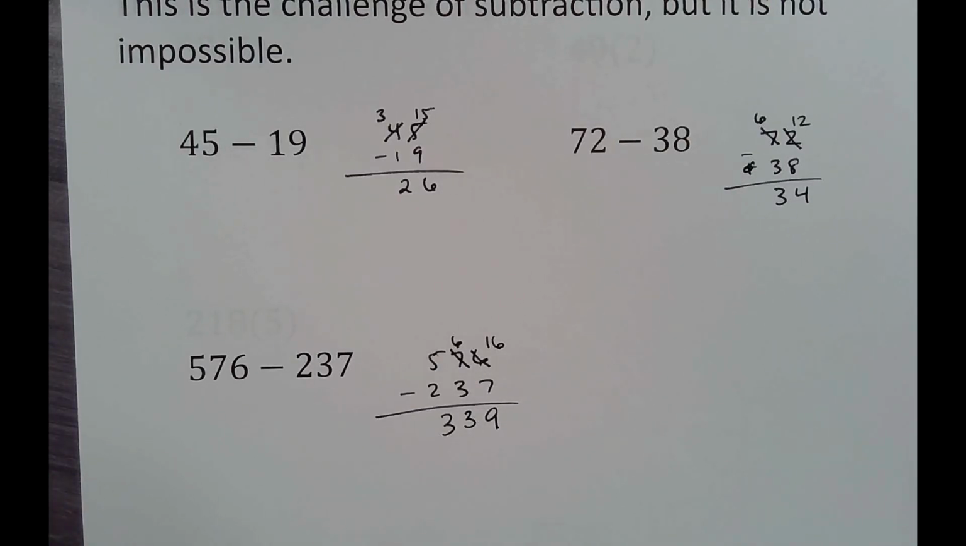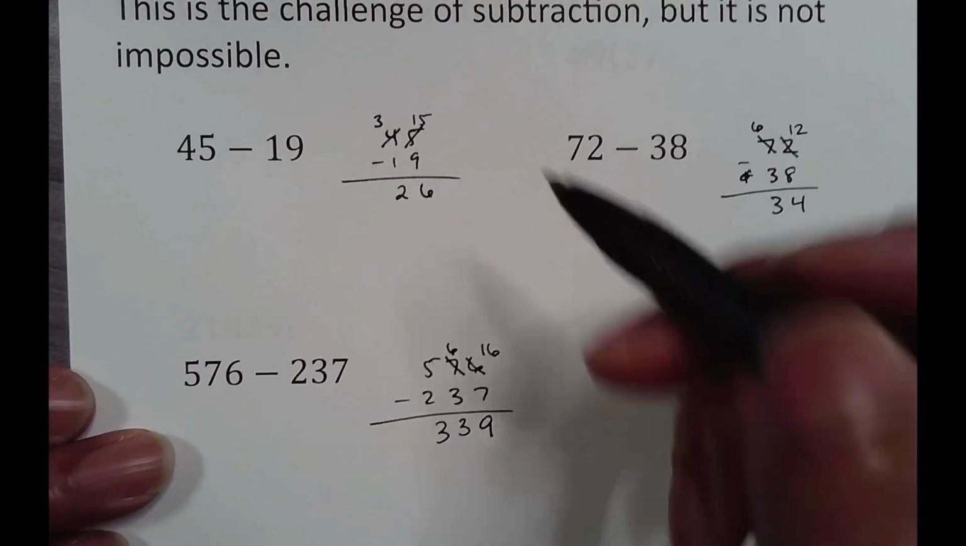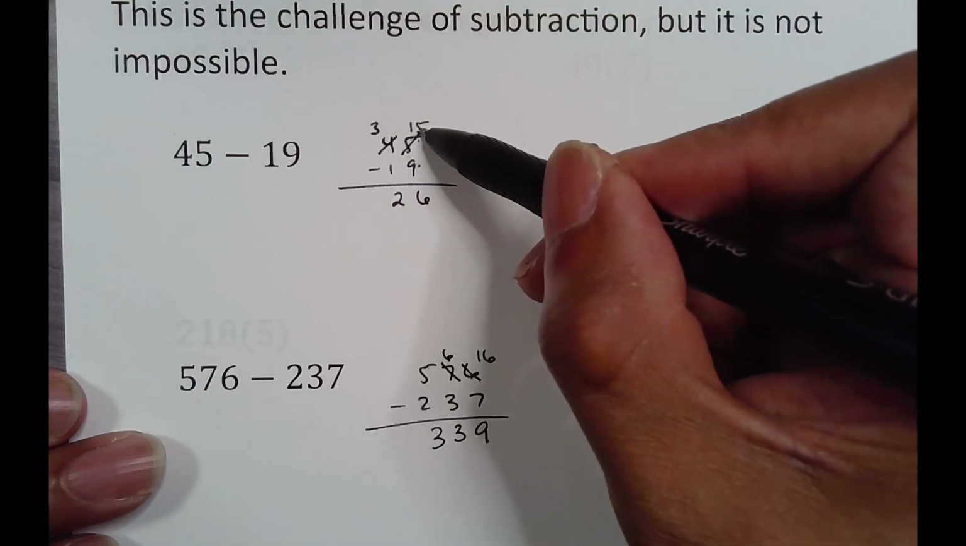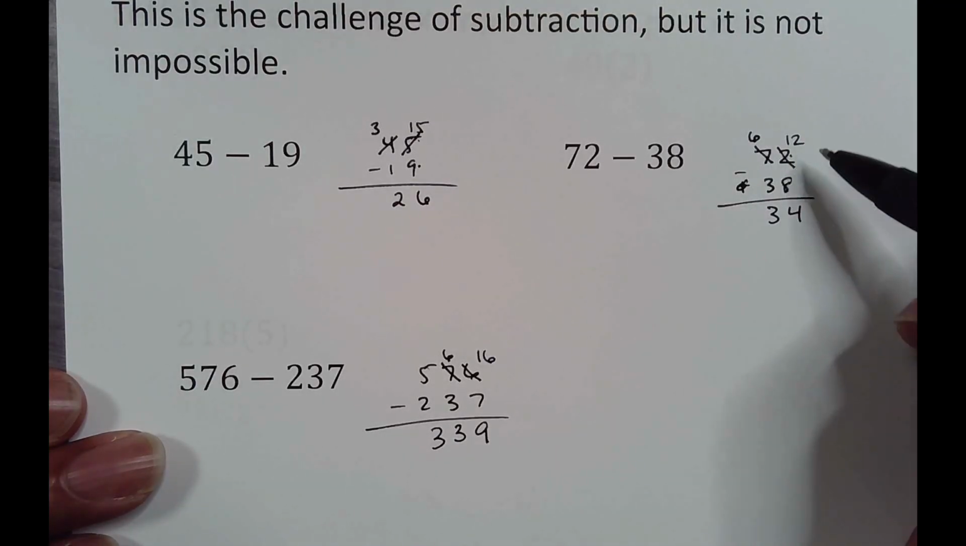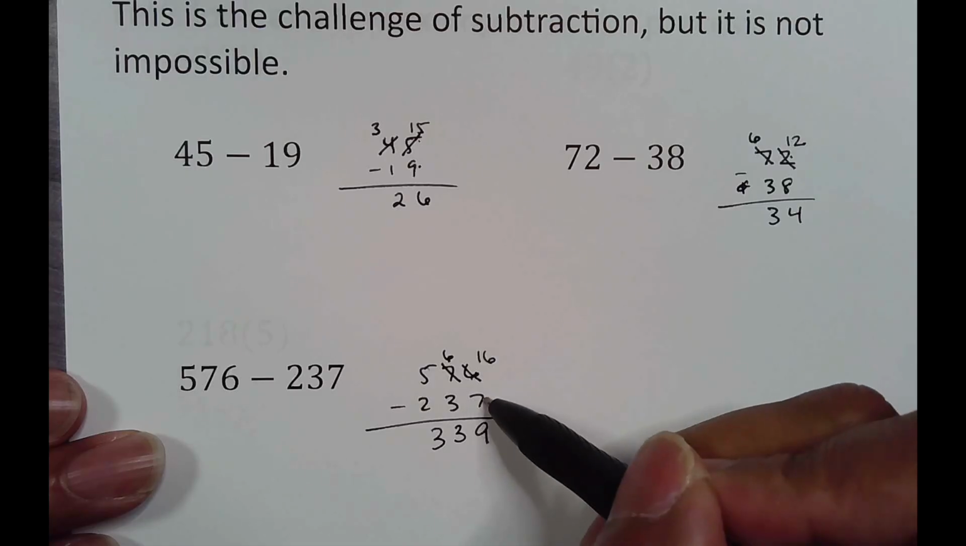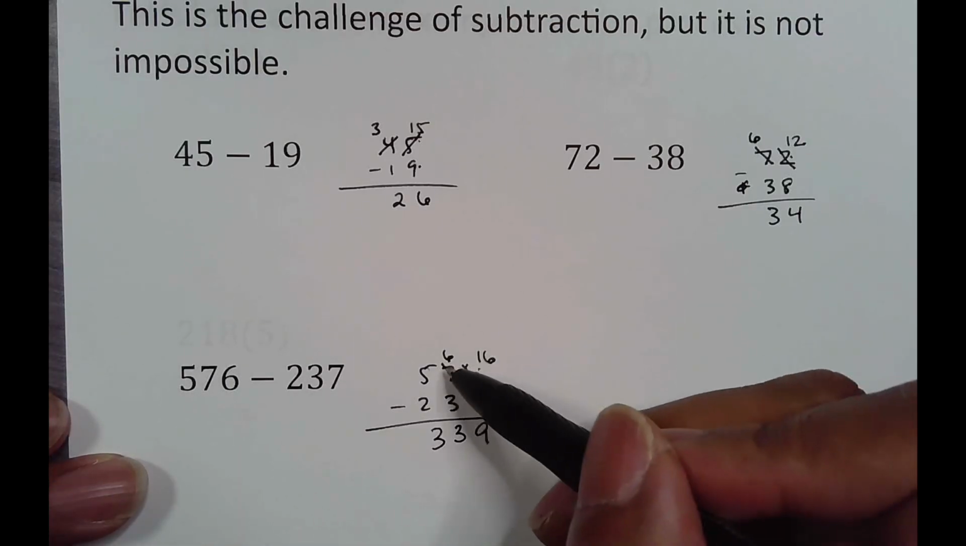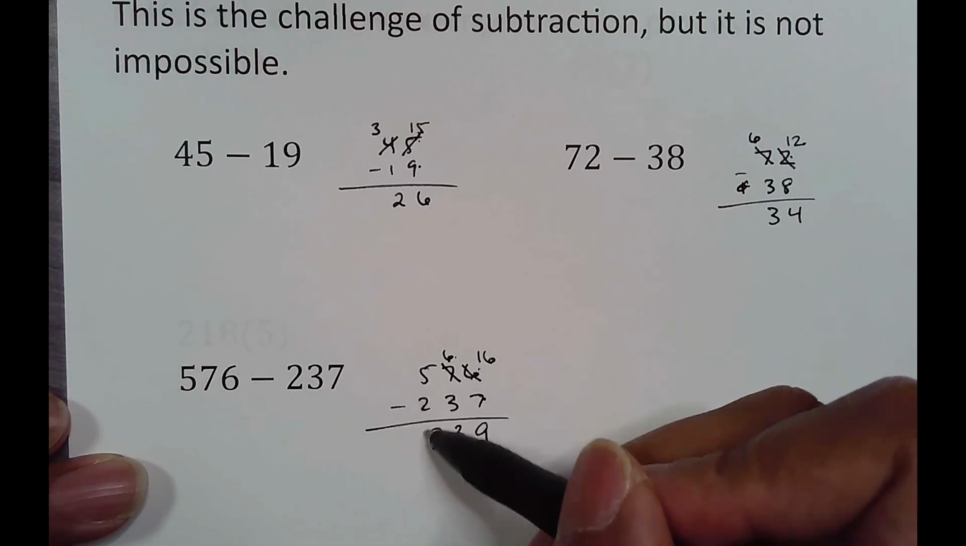You only borrow when the first number that you get to is smaller than the number that you have. So 5 minus 9 was impossible, we had to borrow. 2 minus 8 was impossible, we had to borrow. 6 minus 7, again 6 is smaller, we had to borrow. But 6 minus 3 was fine, 5 minus 2 was fine.